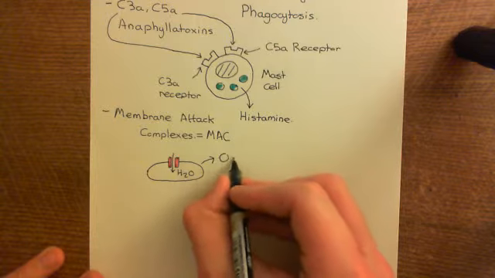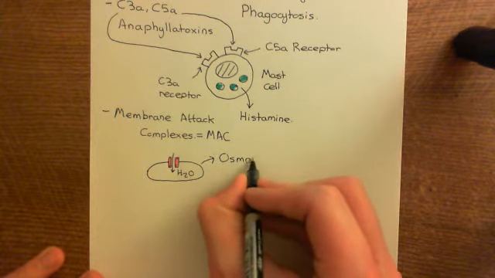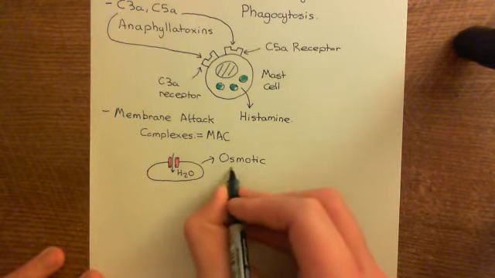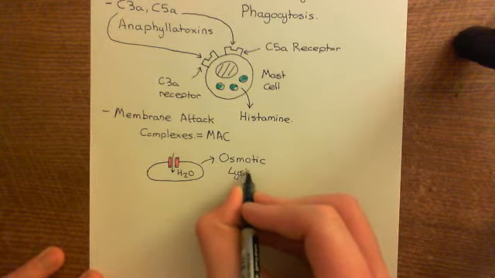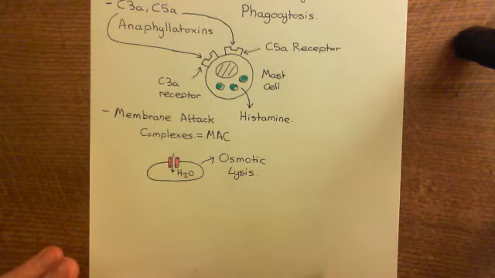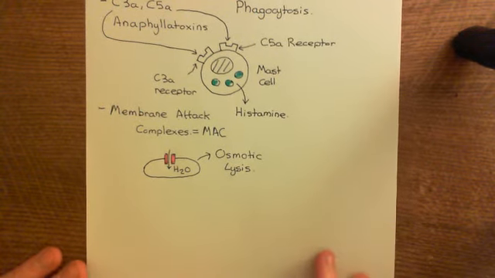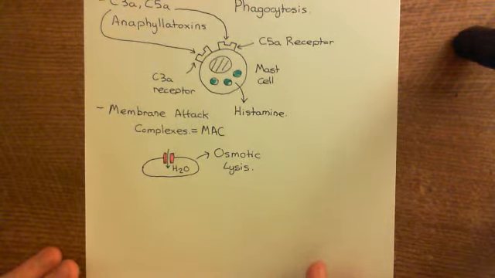And when you get a cell bursting because of movement of water into it via osmosis, it's what is known as osmotic lysis. Okay, so this is the way that complement cascades can directly destroy microbes, by making them burst into smithereens, basically.